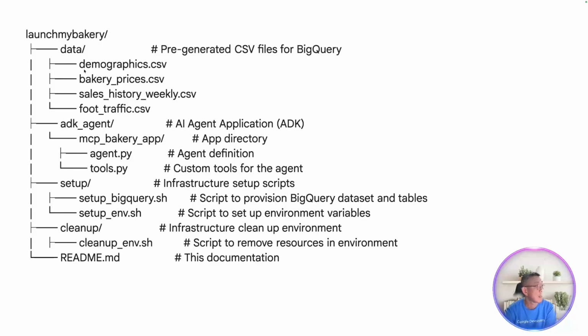So you can see it looks something like this. You have your data, which is stored in the BigQuery. You have the four tables, the demographics, the BigQuery price history. Then you have your ADK agent. You have the agent, the tools, which I showed you just now. The tools is the one that you actually use to connect your agent to the MCP server.